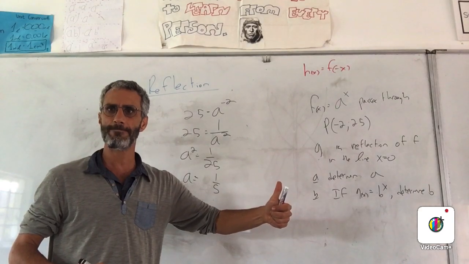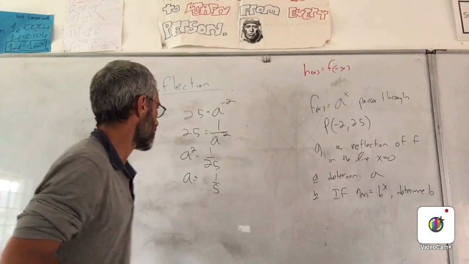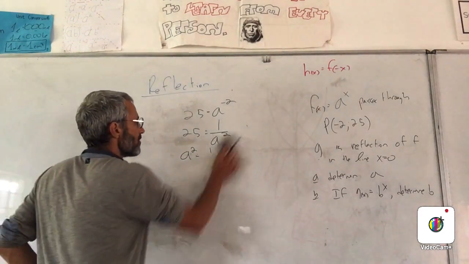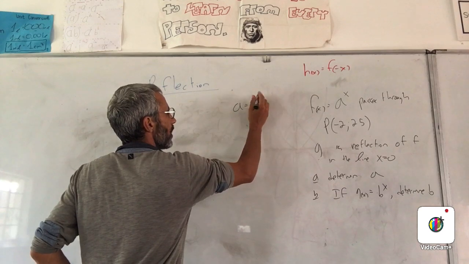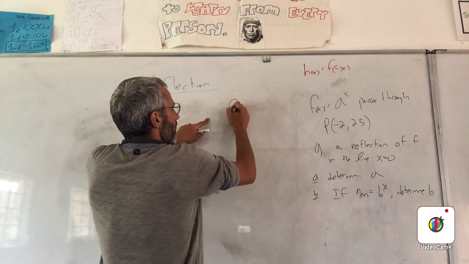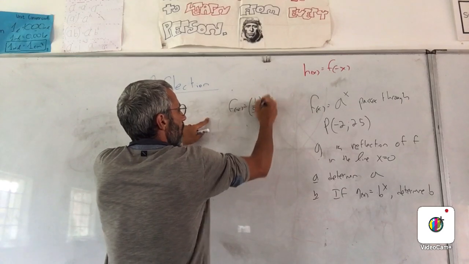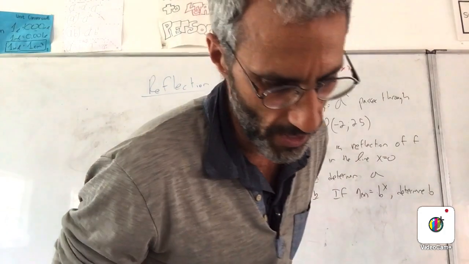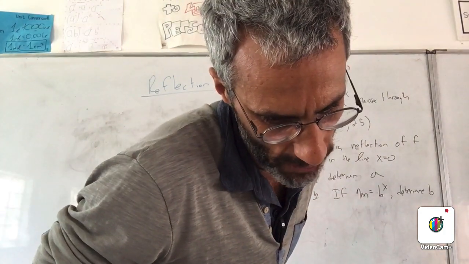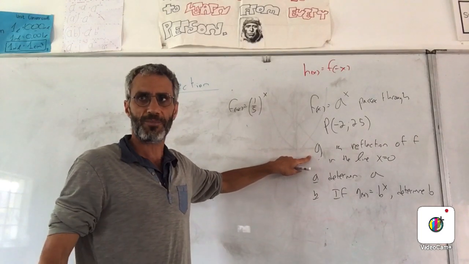Are we happy with that? Yes, sir. Okay. Next thing, I'm just going to erase this to give us some more space. So we found that a is a fifth. Okay? And maybe now what I'm going to do, I'm going to say, okay, f of x is a fifth to the power of x. Okay? Because I know what a is now. Okay? Next thing, they're asking me, okay, g of x. Now they're bringing in this g. Okay?